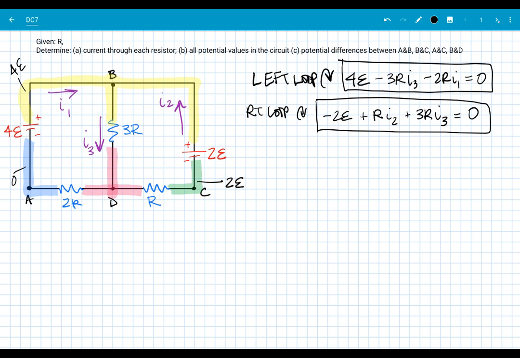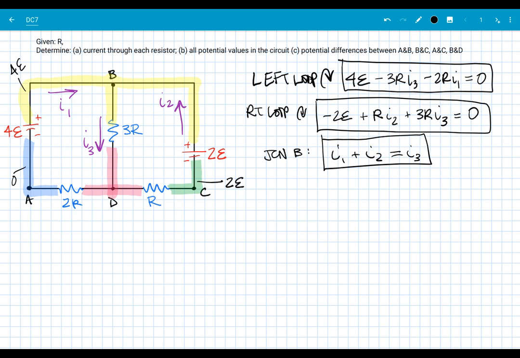I need 3 equations. I can then use a junction rule at one of the junctions here. So I don't know, I can look at junction B. So the currents going into junction B are I1 and I2, and the currents coming out of junction B are I3. So there I have my 3 equations. I can solve those algebraically.